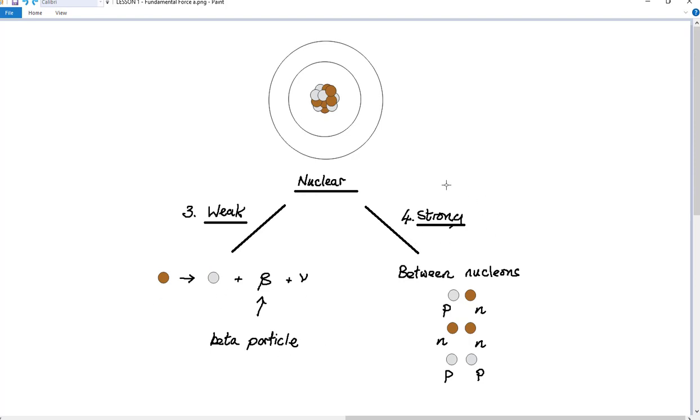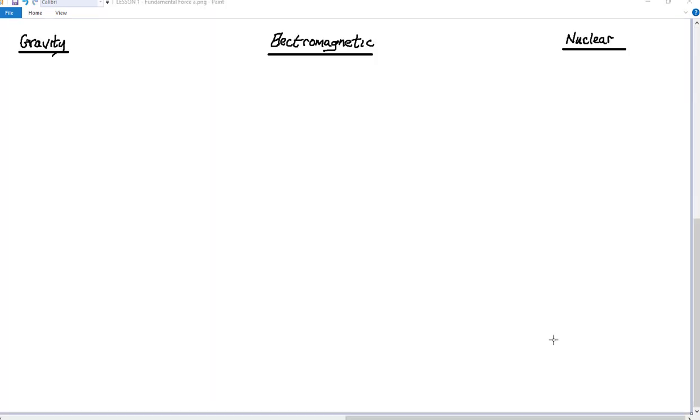And then the strong nuclear force is the force that exists between nucleons in the nucleus. So that's the force that holds the protons and neutrons together, or the neutrons and neutrons together, and protons together in the nucleus. Let's compare, more qualitatively, these three fundamental forces: gravity, electromagnetic, and the nuclear force. We'll deal here with the strong nuclear force.